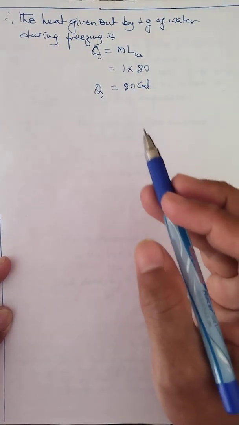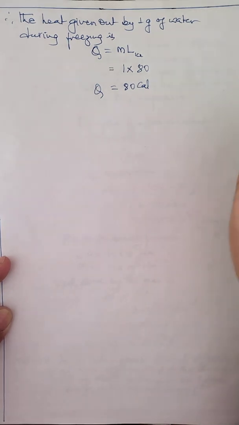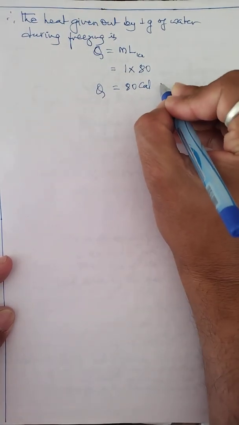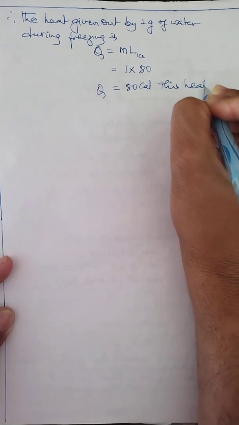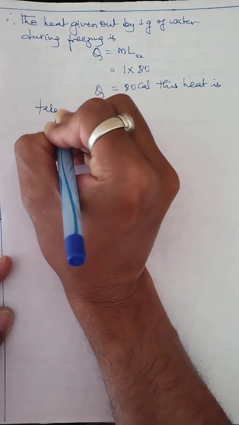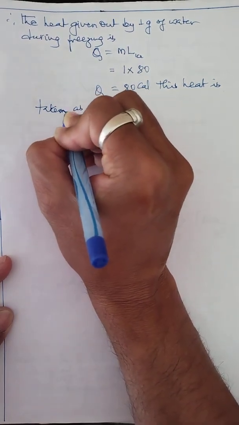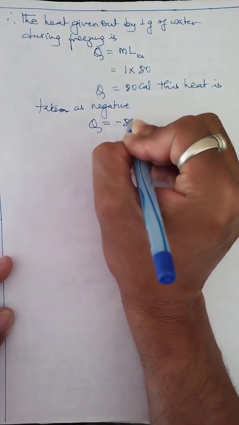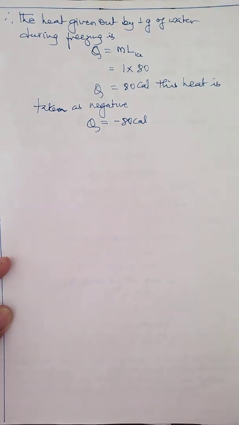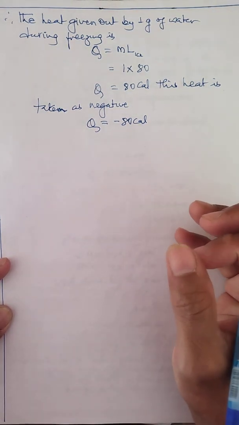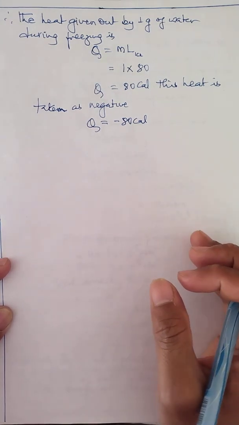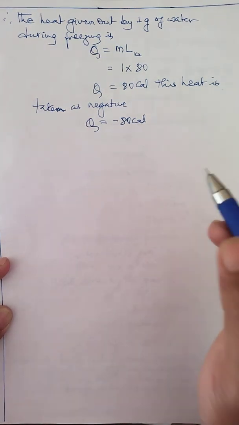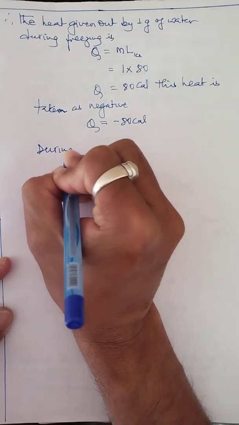But children, as you know, this is the heat given out by water. If any system gives out heat, that heat is taken as negative. So I write Q equals minus 80 calories, with the sign. But you know that during freezing, the water expands its volume against the atmospheric pressure, and that volume expansion is already given, from 1 centimeter cube to 1.091 centimeter cube. So I write, during freezing.